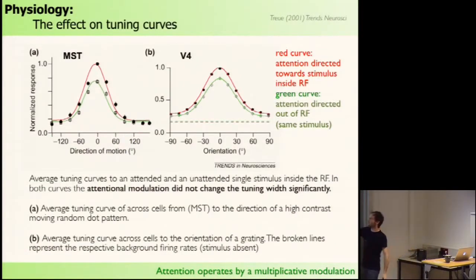So here, I only show you preferred and clearly non-preferred. But you know that neurons have tuning curves, right? So there's a preferred and there's a non-preferred, but there's stuff in between. If it moves in approximately that direction, the neuron will fire a little bit too. And now we can look at the whole tuning curve and see how that evolves with attention or without attention.